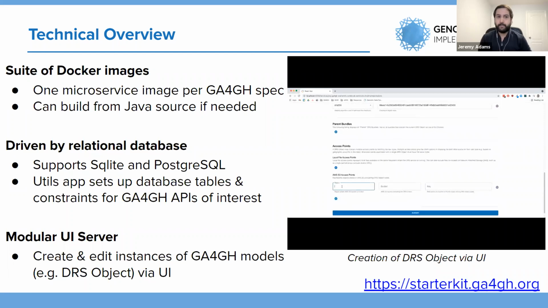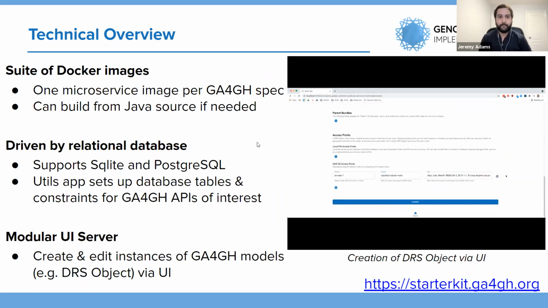We've also developed an administrative user interface for creating and editing GA4GH data models, such as DRS objects via forms, and that's what you see on the right. This enables anyone to apply GA4GH standards to their own data sets without requiring pre-existing knowledge of the underlying data models and how everything's working behind the hood with the starter kit.